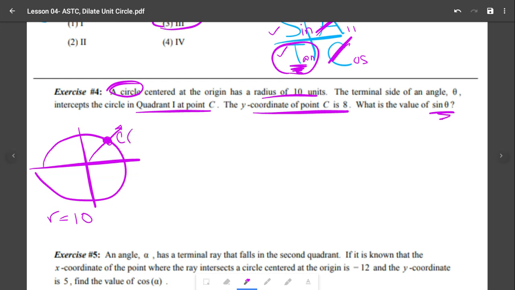Now remember, every point is an x comma y. So this point C has an x and a y with it. The y-coordinate of this point is 8. So I'm going to fill in an 8 for the y. What is the value of sine?